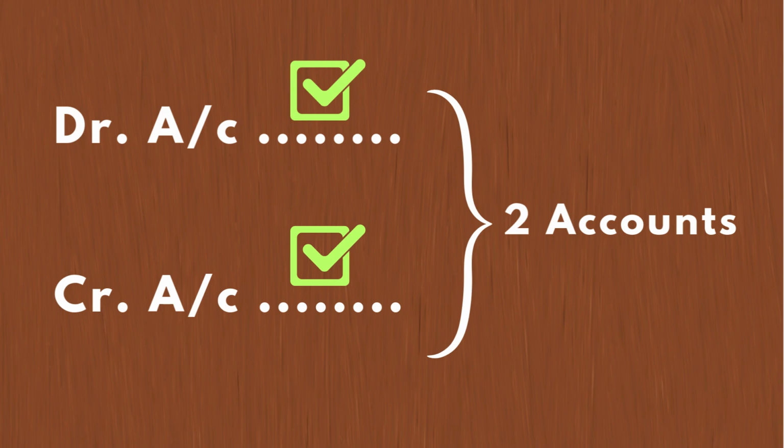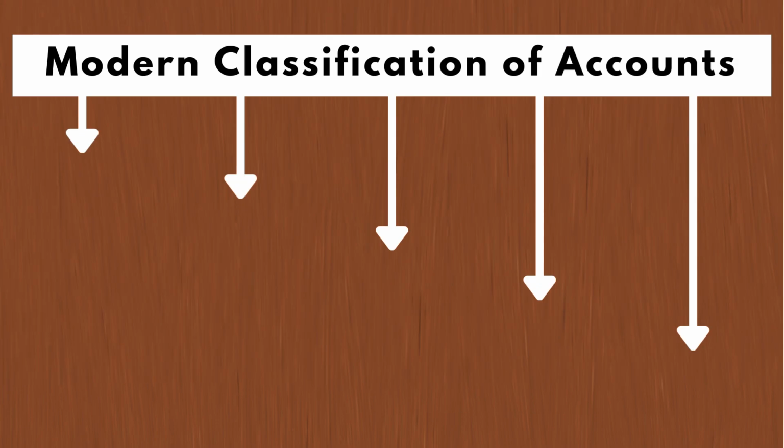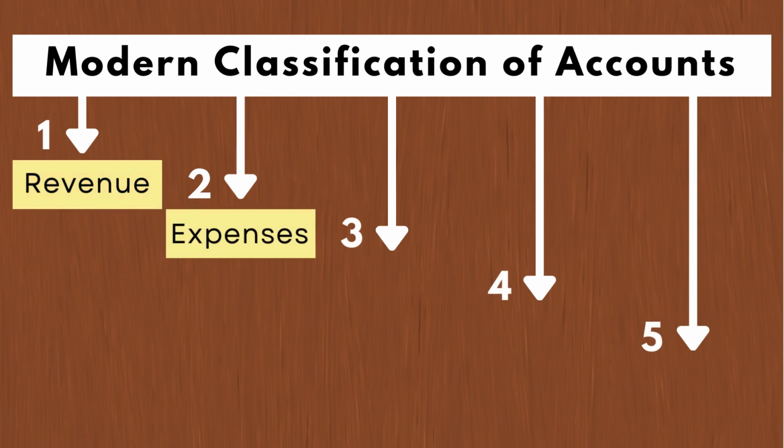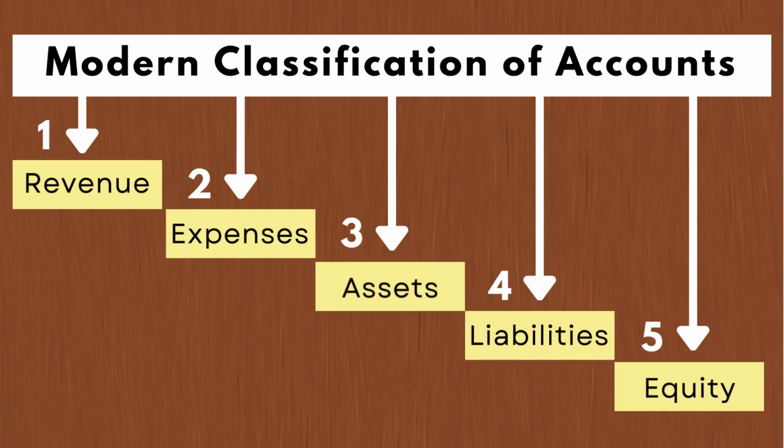So what is this modern approach? As per modern classification, we have 5 types of accounts. These are revenue, expenses, assets, liabilities, and equity. Out of these 5 types of accounts, expenses and assets are debited on increase and credited on decrease. Rest of the 3 accounts, revenue, liabilities, and equity, are credited on increase and debited on decrease.